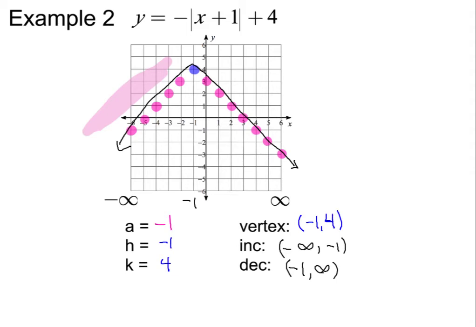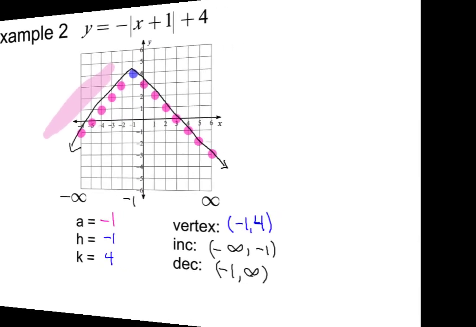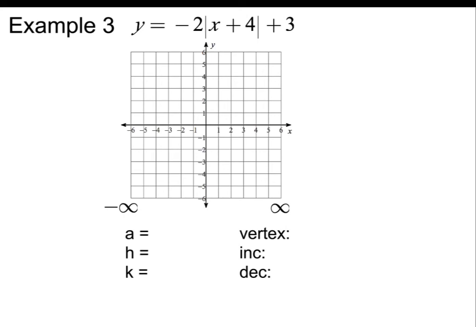Two more examples. Let's go ahead and take a look at example number 3, and in example number 4 the a value is not 1 or negative 1. So in this example, we've got y equals negative 2 times the absolute value of x plus 4 plus 3. So again, take your time. The a value in this case is negative 2.